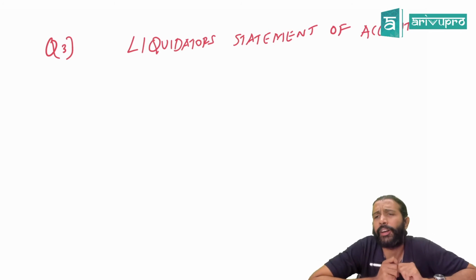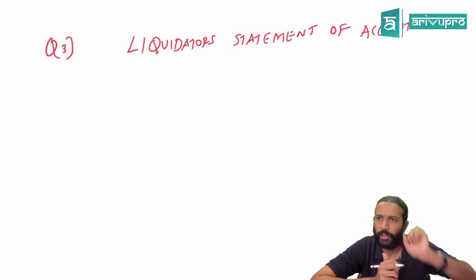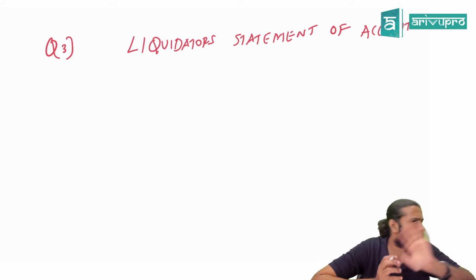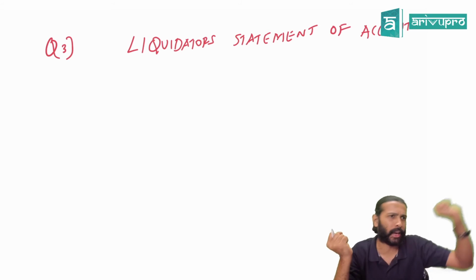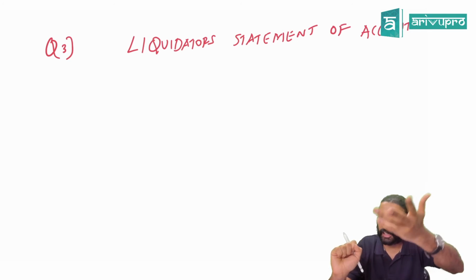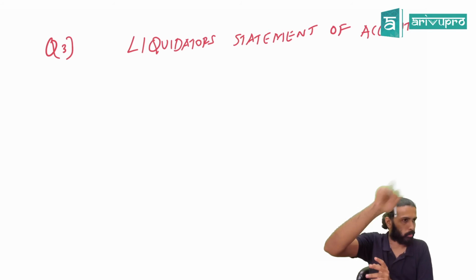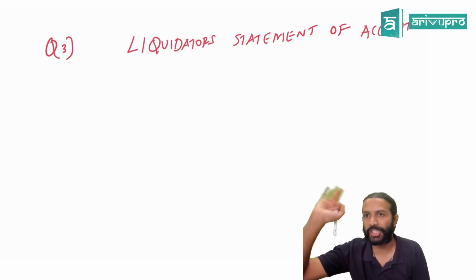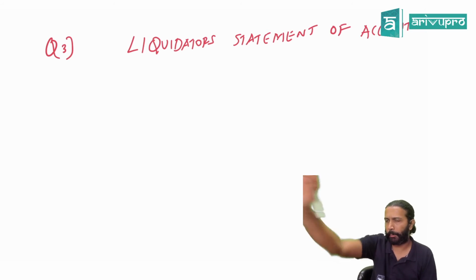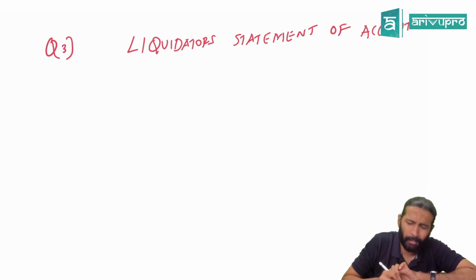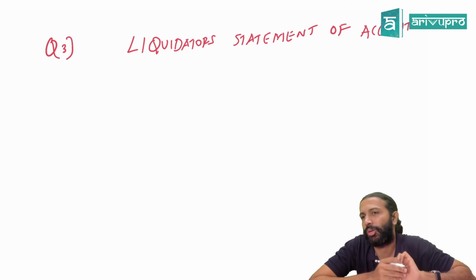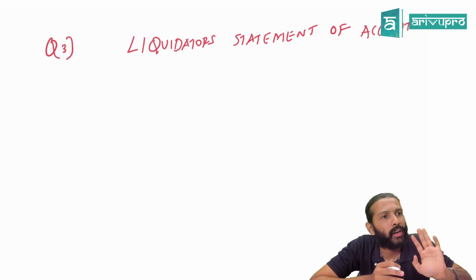Sir, what does the liquidator do? He sells the assets and he makes the payments. That means he's only interested in cash coming in and cash going out. When I say cash, I mean both cash in hand as well as cheque receipts. So he is interested in money coming in and money going out. So the liquidator's statement of account is nothing but your cash account.